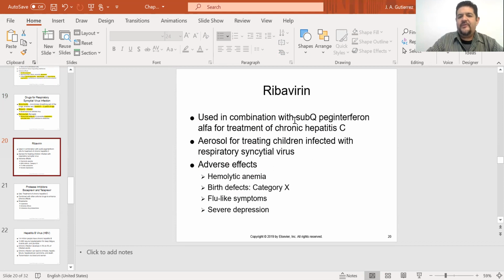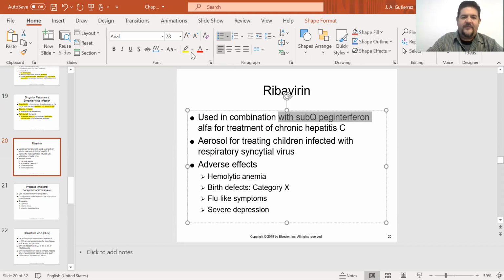Ribavirin can also be used with sub-Q PEG interferon alpha for the treatment of hepatitis C. So ribavirin, and this is something from the last few years, can also be used to treat chronic hepatitis C. We already mentioned aerosol or nebulizer for the kids when they have bronchiolitis. And the adverse effects, unfortunately, it's going to go to the bone marrow. So we're going to have hemolytic anemia. The red blood cells are going to get destroyed.